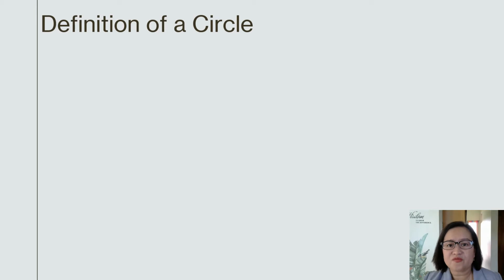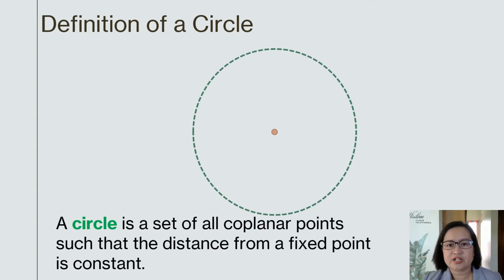Let us recall first the definition of a circle. A circle is defined as the set of all coplanar points such that the distance from a fixed point is constant. Can you still recall the term that we used to refer to that fixed point? Yes, you're correct. We call that fixed point the center of the circle.